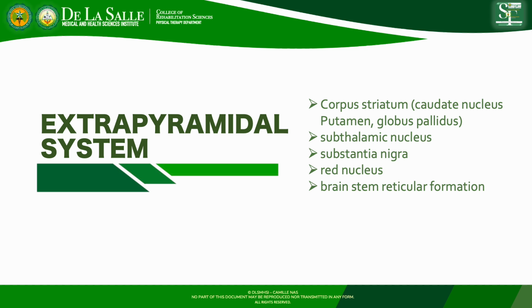Okay, now we're done with the pyramidal system. Let's proceed with the extrapyramidal system. The extrapyramidal system includes the corpus striatum, subthalamic nucleus, substantia nigra, red nucleus, and the brainstem reticular formation. These are nuclei found within the brainstem, the brain, and even the spinal cord that act in the extrapyramidal system. Again, the importance of the extrapyramidal system is to provide smooth, coordinated movement and to modulate the execution of our movement.